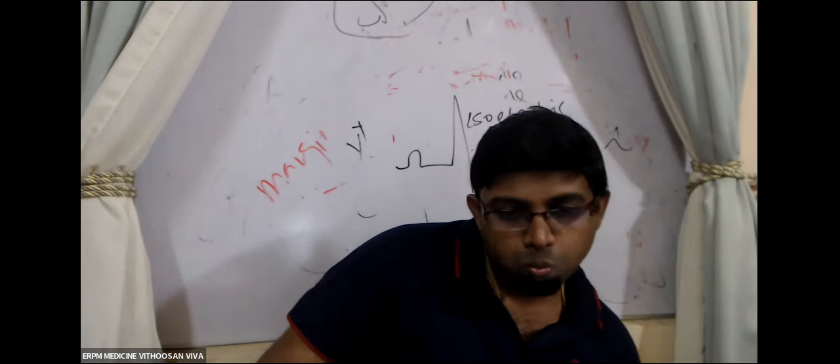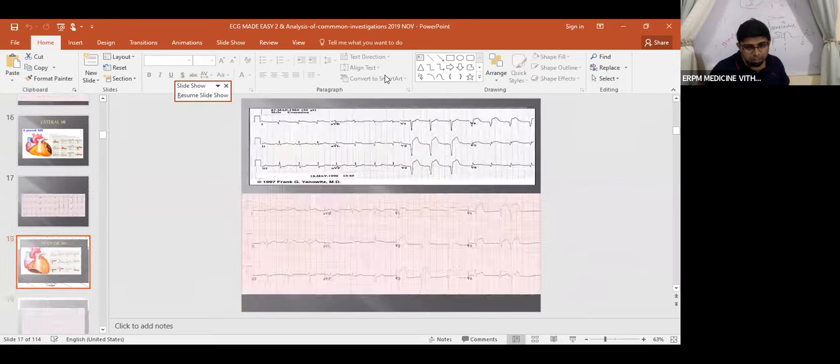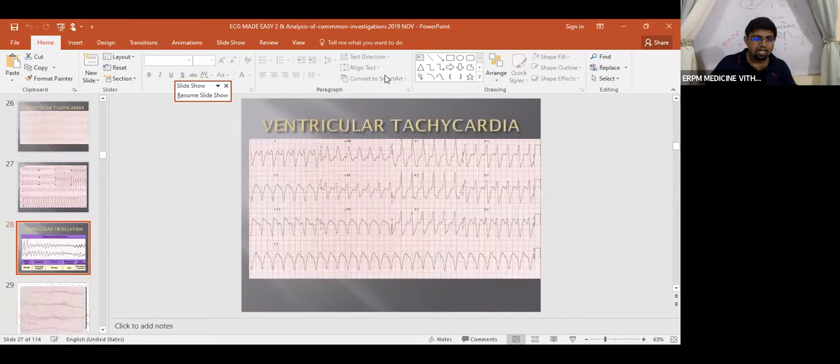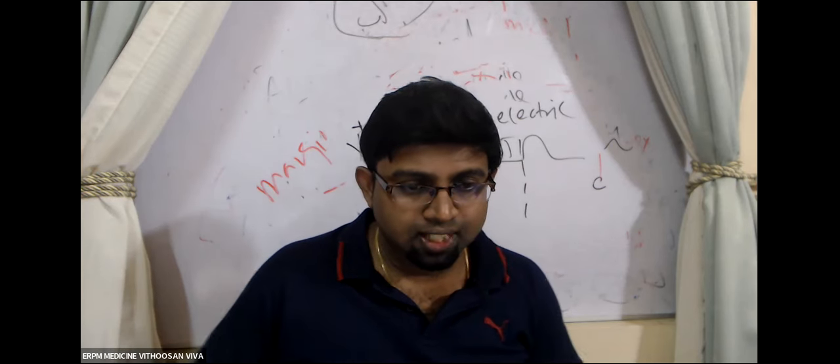Understood? In a normal heart, it should be isoelectric. Clear, guys? So that's about the basic ECG I want to say. We'll discuss the abnormal ECGs later in the proper ECG class in the Viva.